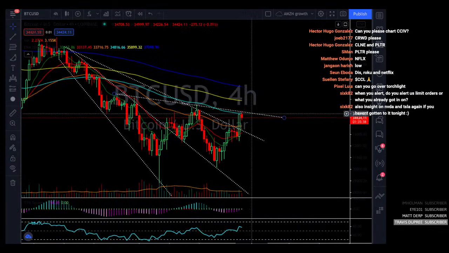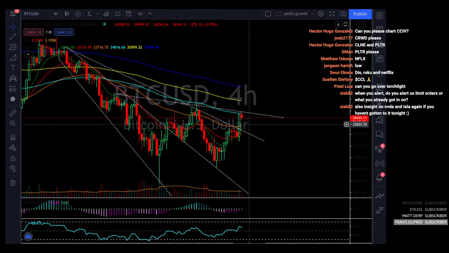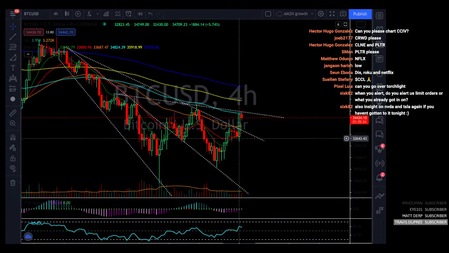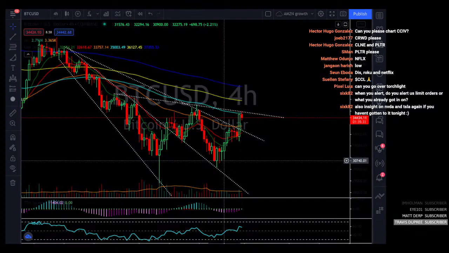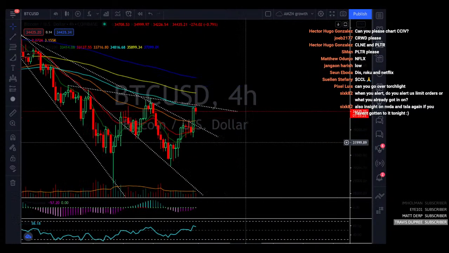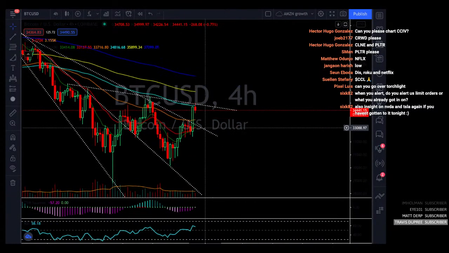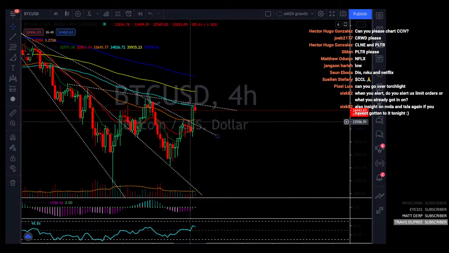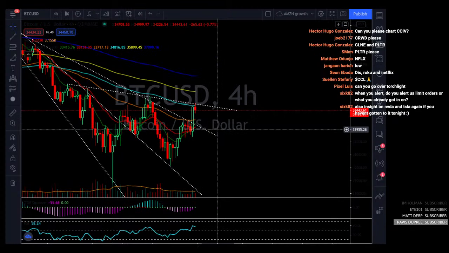Possibly we can retest it again, but if we don't retest it, I can see it go all the way back to 32K, possibly 30K, hopefully not, but I do see it going down to 33K, 32K, around that area to retest the support line, which used to be resistance, but we turned it into support because we broke right through resistance. All right. That is it for Bitcoin.